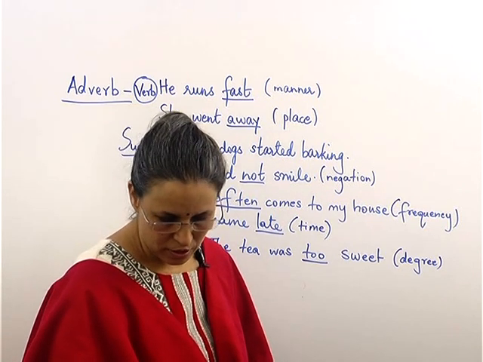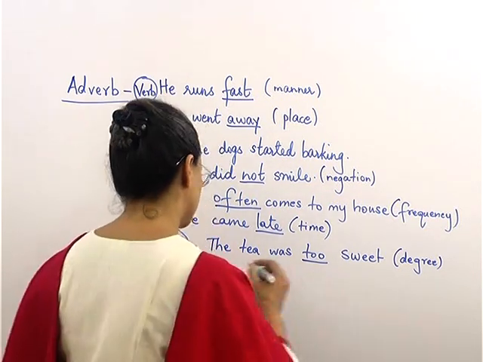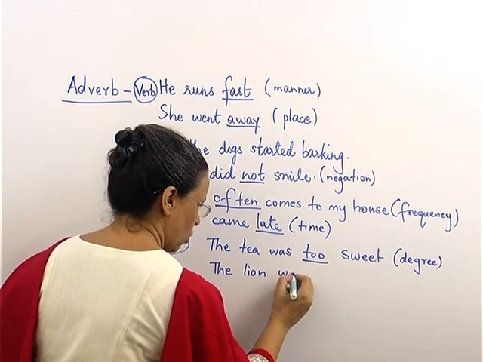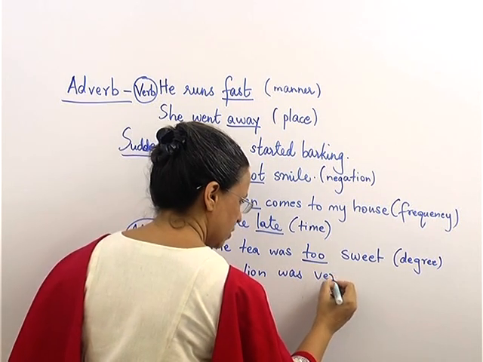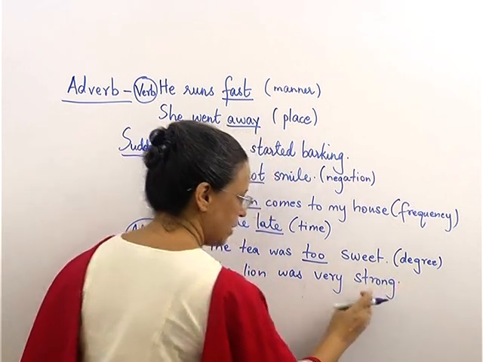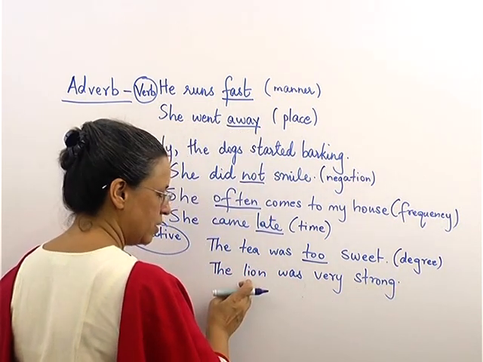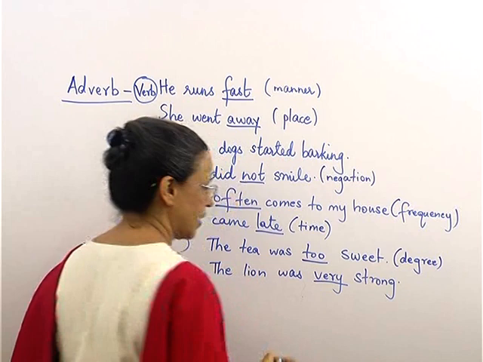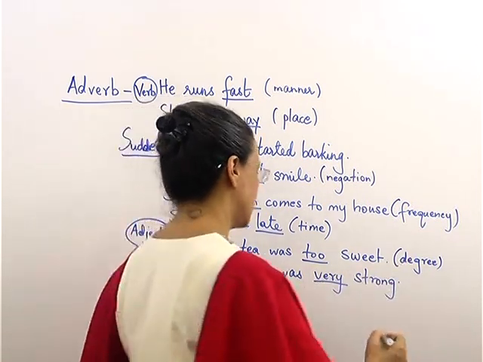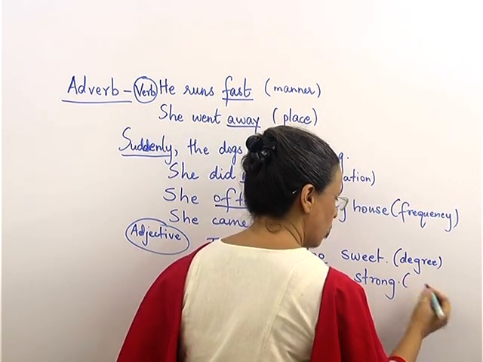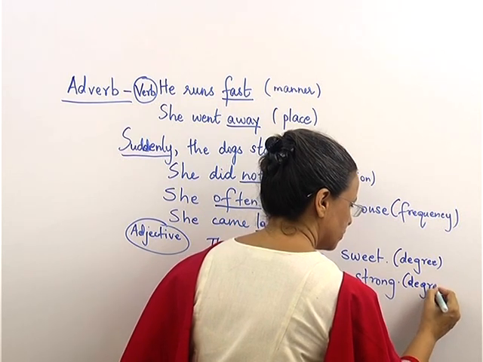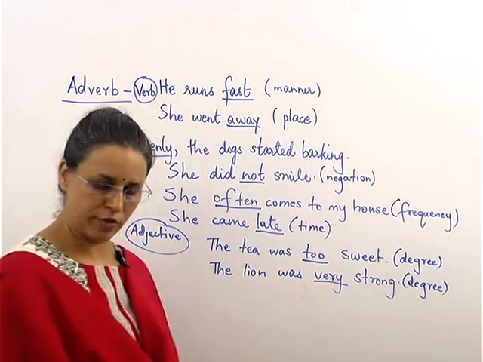See the next sentence. The lion was very strong. You know that strong is an adjective telling you about the lion, and very is again telling you about the adjective. Again, this is same type, it is telling you adverb of degree. How much exactly was he strong? Slightly, little bit, or what? So this is also of degree.